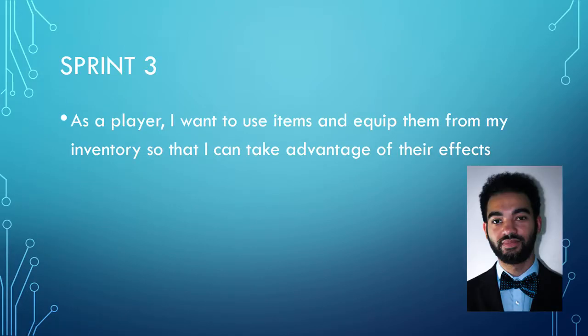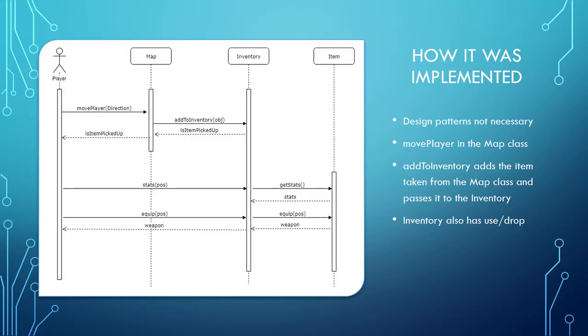For sprint 3, my user story was, as a player I want to use items and equip them from my inventory so that I can take advantage of their effects. So I'm going to show you a sequence diagram that I created to show the implementation. This is the best diagram because there's mostly functions and no major design patterns for the structure of my implementation.